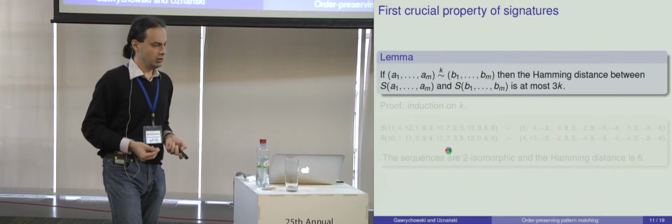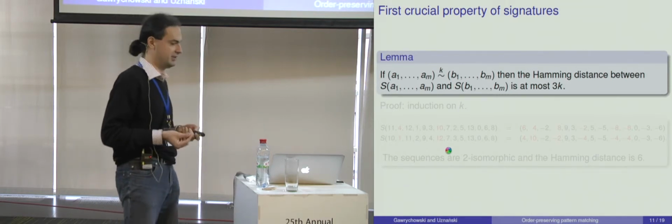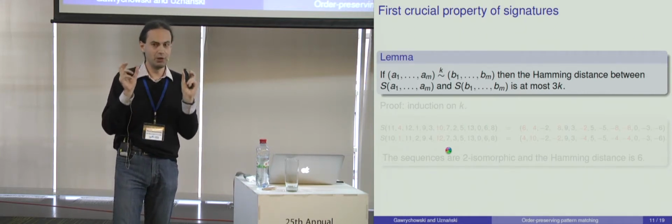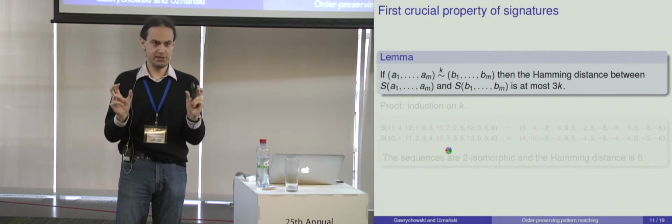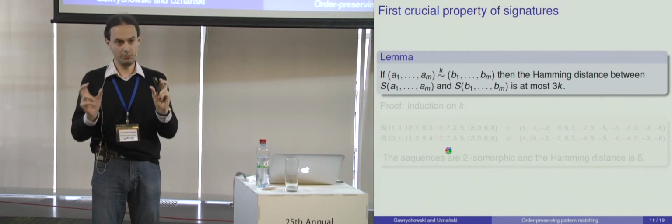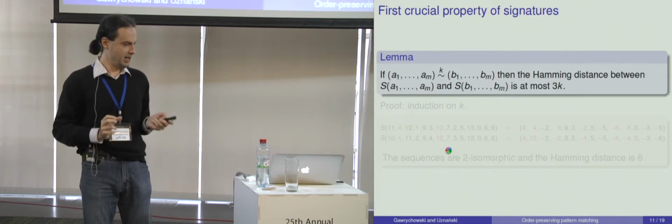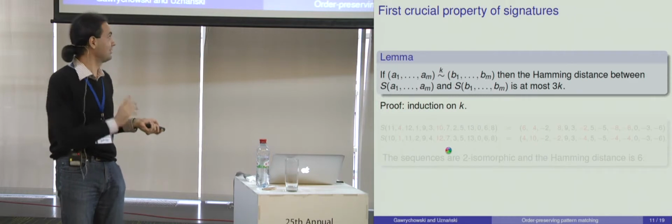So now you can prove two nice properties of those signatures. The first property is that when you have two sequences which are order isomorphic with k mismatches, then the Hamming distance between the signatures is at most 3k. So not k, but 3k. You lose a little bit, but just a little bit. And you prove that by induction on k, and I will skip that, but I will show you an example.